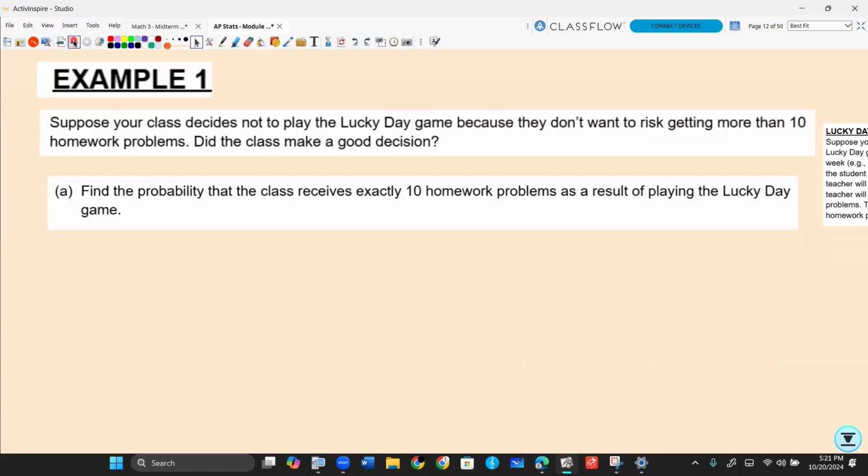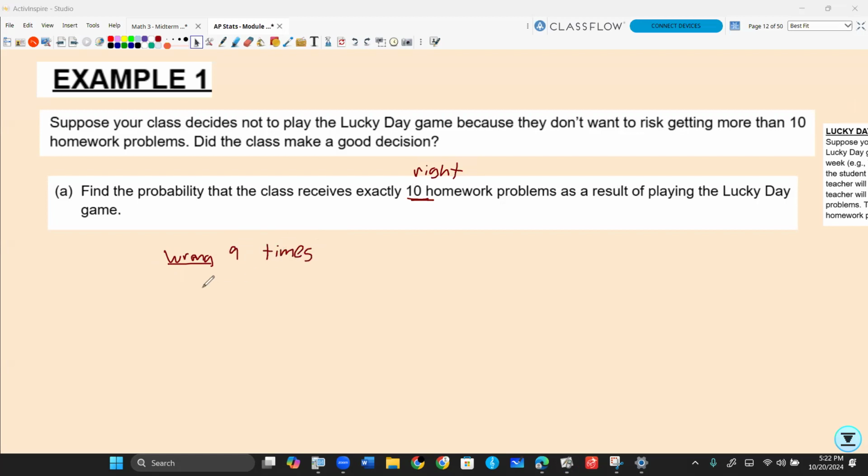So let's follow through with this first part. We want to know the probability that the class receives exactly 10 homework problems as a result of playing the Lucky Day game. So the way you set up a geometric random variable is you think about, like, we have the wrong answer first, okay? So we want to know what it's going to be like on the 10th try. So it means we want to get it right on the 10th try. So it's going to be wrong 9 times.